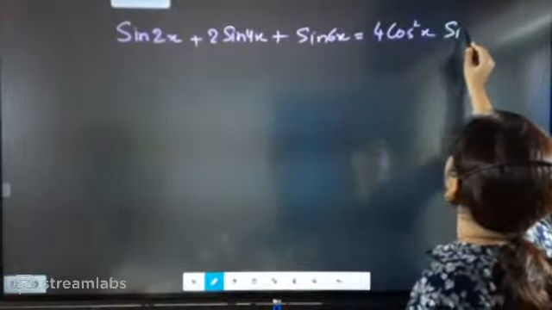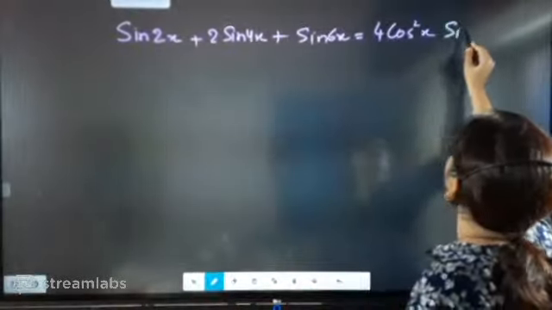Okay, now we are ready, because now this one is cos square x minus sin square x. So what we have done: we know that the sin C minus sin D formula is 2 cos (C plus D)/2 into sin (C minus D)/2. So this formula is used, and we know that cos square x minus sin square x is exactly equal to cos 2x. So these two things are there.